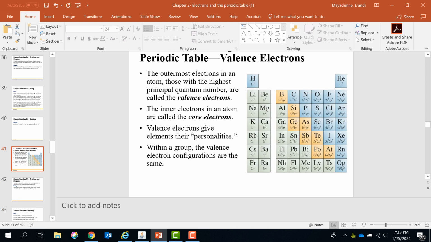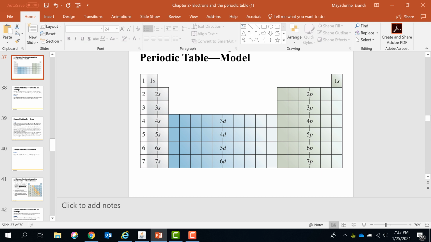Okay. Another thing is valence electrons and core electrons. Valence electrons are the electrons in the highest principal shell, and core electrons are everything else. Let's take sulfur. I'm asking how many core electrons and how many valence electrons. Sulfur is usually in the main group elements. Main group elements means, if I go back here, we skip the D block. These S and P blocks are the main group elements.